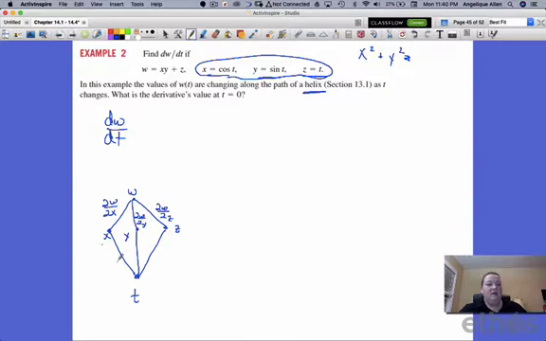And then regular derivatives here. So dx dt, dy dt, dz dt. So please be able to draw this or to write it this way.